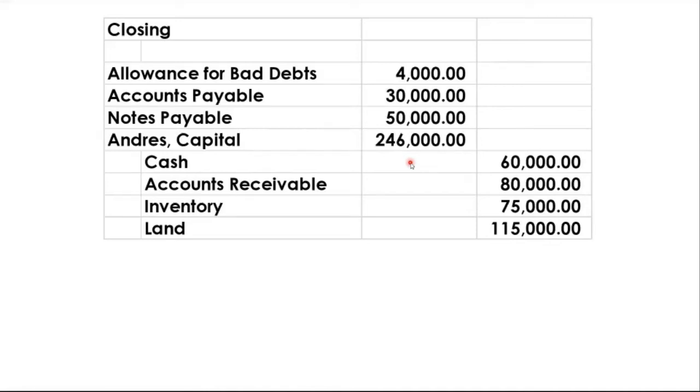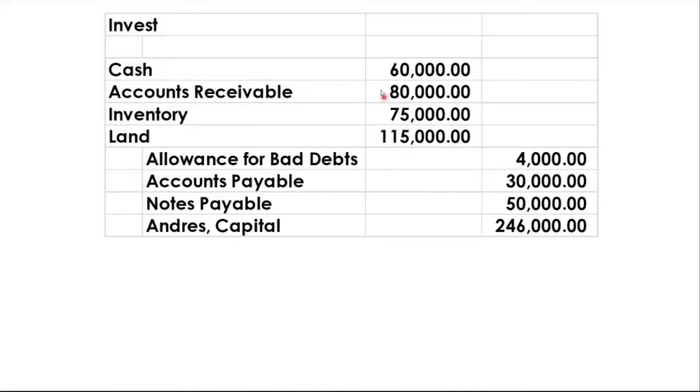Okay? Next, you're going to make the investment. So the journal entry for the investment will simply be a debit to cash, receivable, inventory, and land, and then credit the items that were debited in the closing entries. Okay, giving us the same capital here of 246.